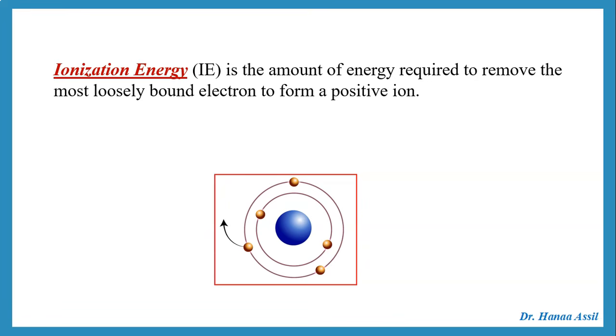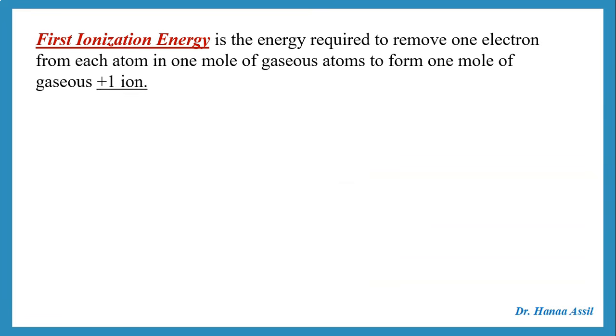So, of course, I need to give it energy to remove the electron. So, ionization energy is always endothermic. Okay, we could have first ionization energy, second ionization energy, and so on. So, first ionization energy is the energy required to remove one electron from each atom in 1 mole of gaseous atoms to form 1 mole of gaseous plus 1 ions. So, this is the definition for first ionization energy.